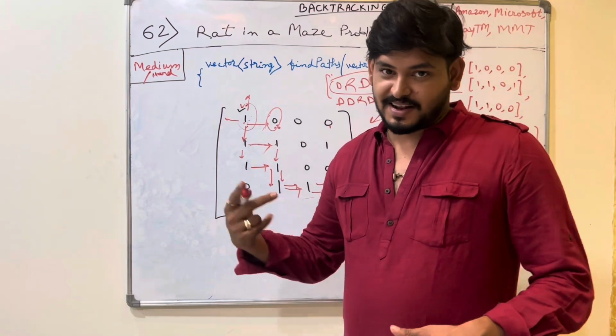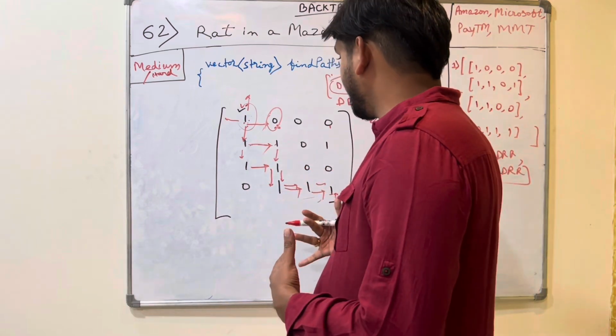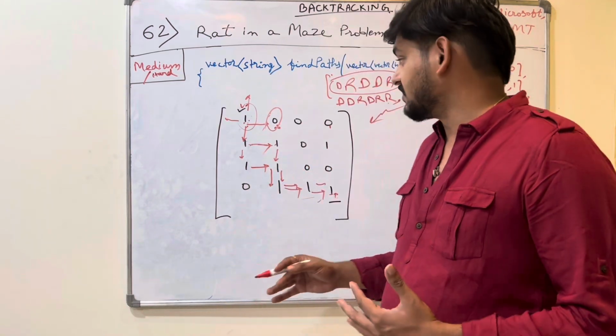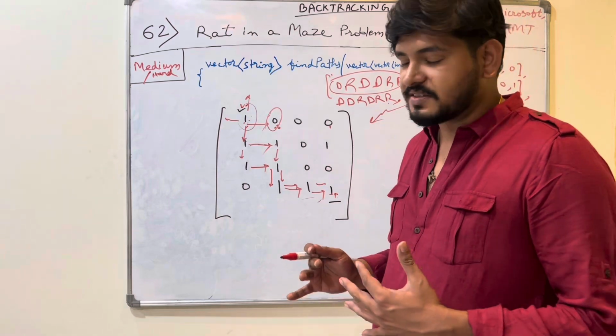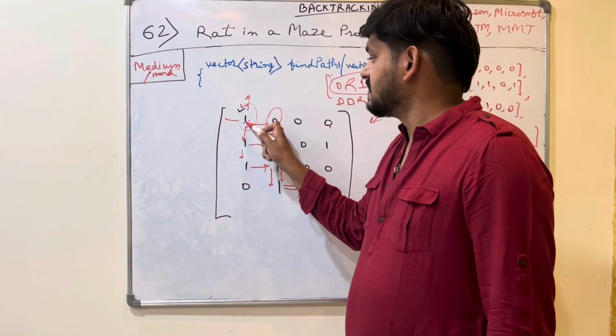So we are backtracking here. We can use the logic of backtracking, and we can use the logic of recursion. How would you use the logic of recursion? What is the base case? It starts with this. This has to be 1. That is one condition.